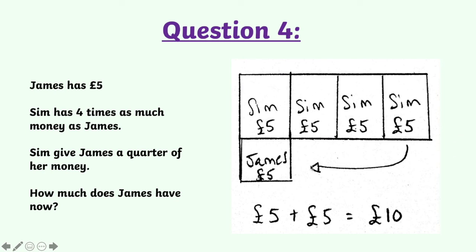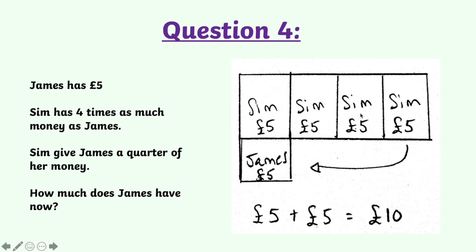Now I've drawn that, I can start thinking about the rest of the question. So Sim gives James a quarter of her money. Now what's really helpful is that because Sim has 4 times as much as James, I've actually already split Sim's money up into 4 parts, haven't I? And they're equal parts, so there must be quarters. So that's kind of handy, I've already done that bit.